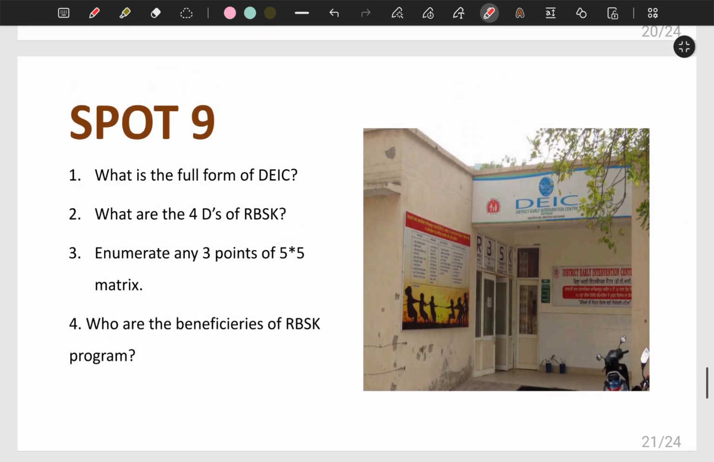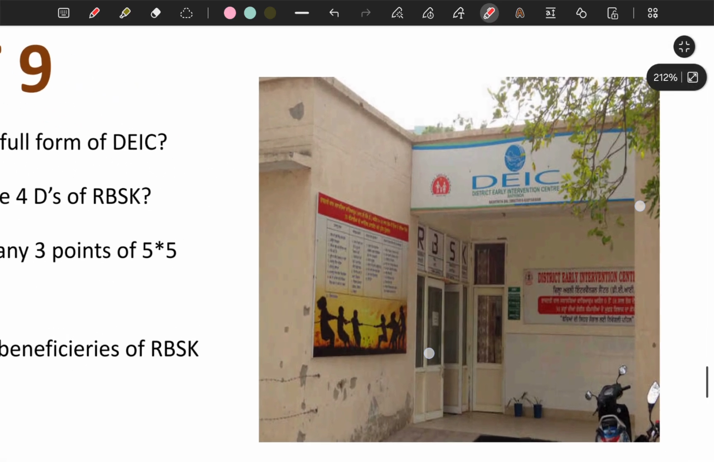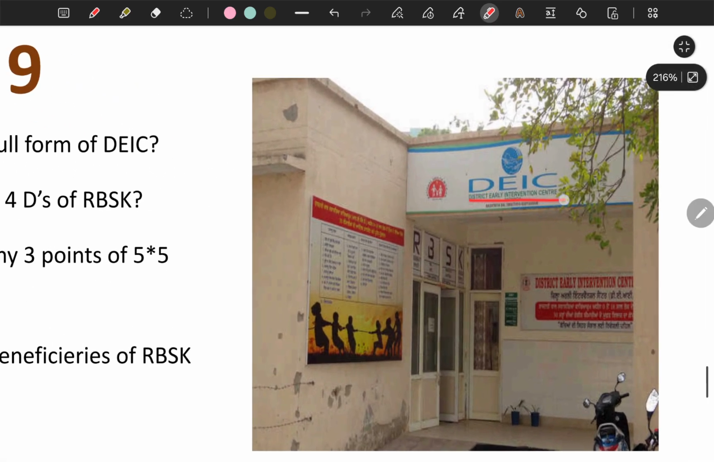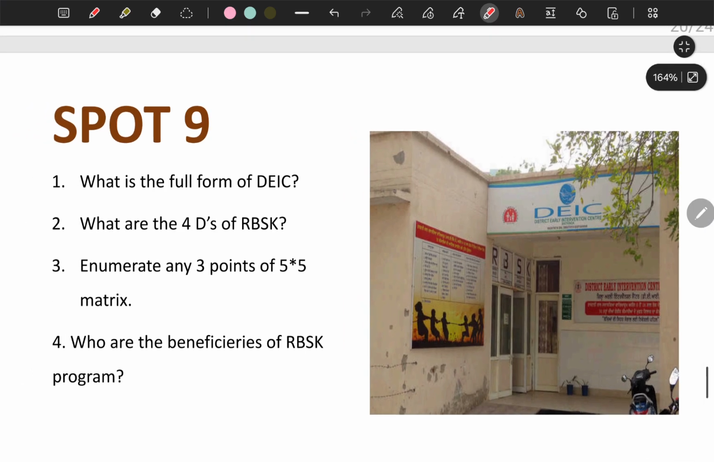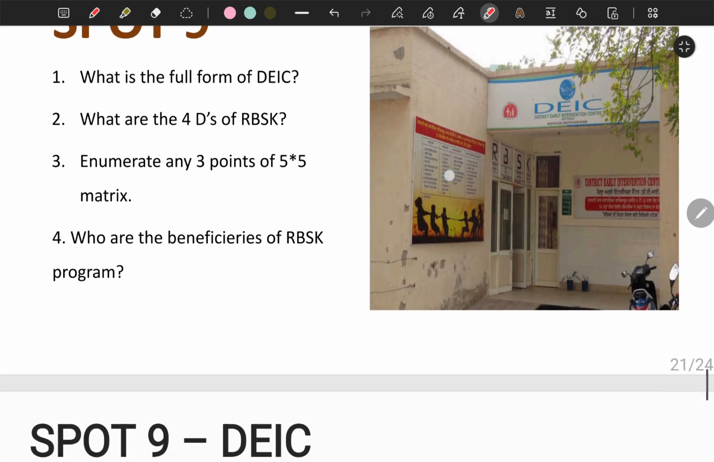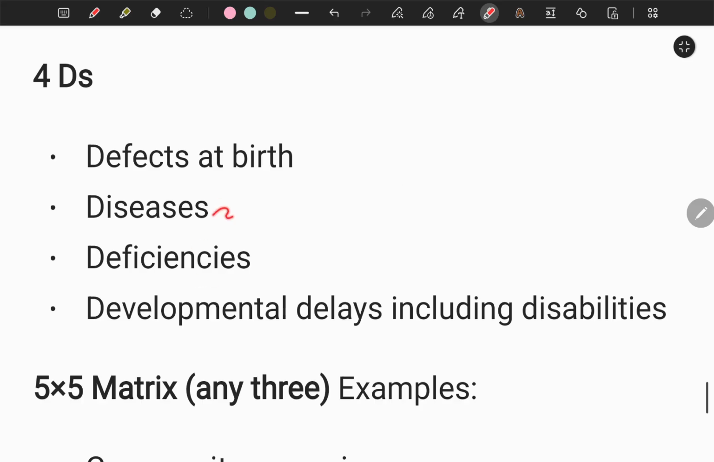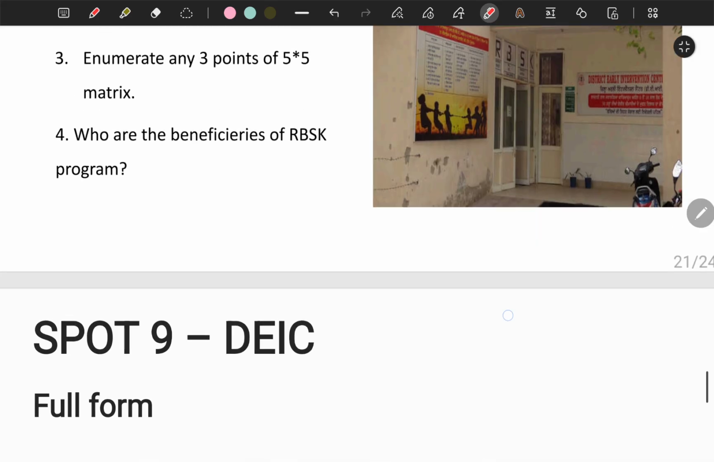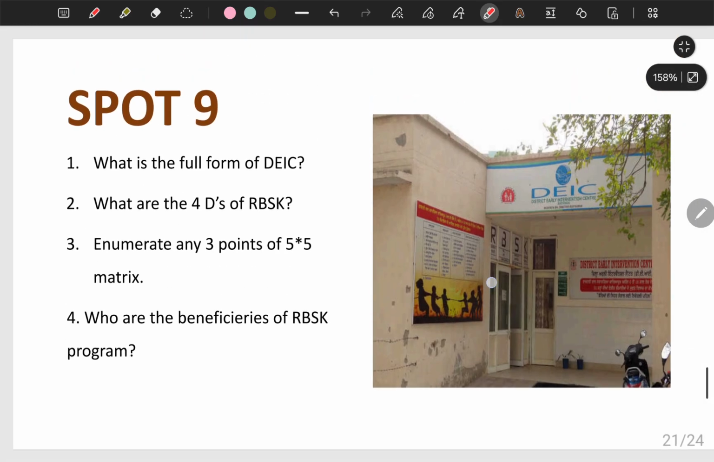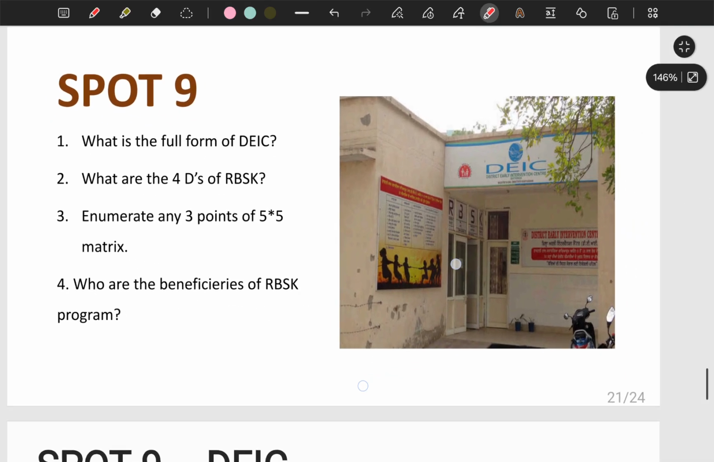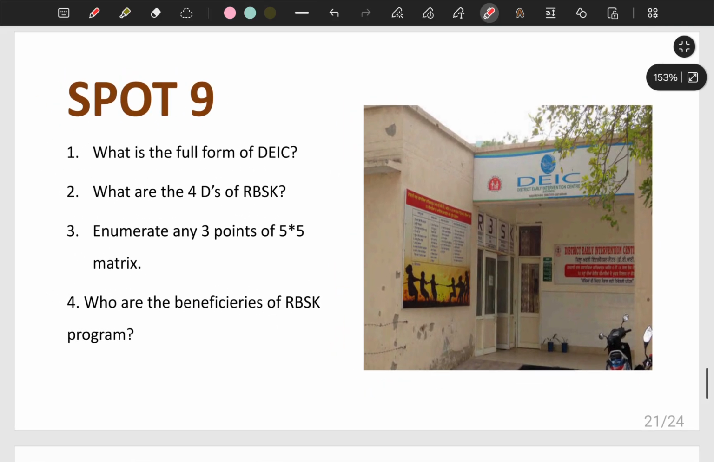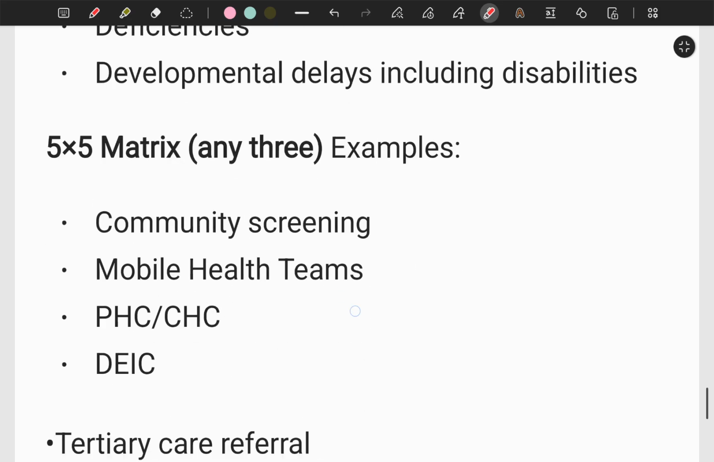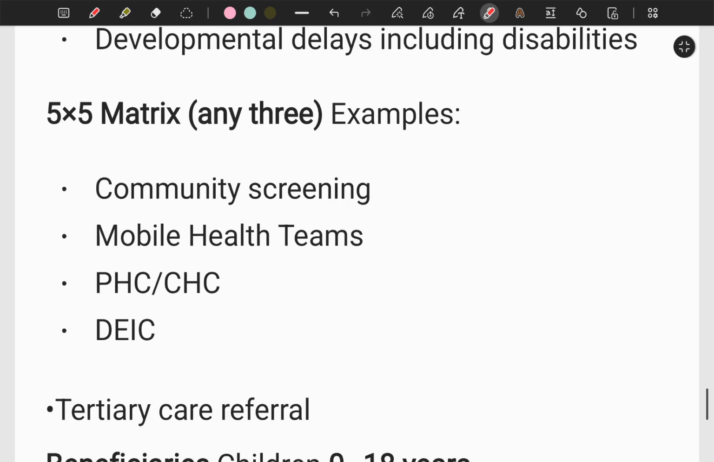Spot 9, what is the full form of DEIC? It is already mentioned in the image, District Early Intervention Center. What are the 4 Ds of RBSK? We have already done. Deficiencies, diseases, defects at birth, developmental delays, including disabilities. Enumerate any 3 points of 5x5 matrix and beneficiaries. So 5x5 matrix, 3 examples are community screening, mobile health teams, PHC, CHC, DEIC.